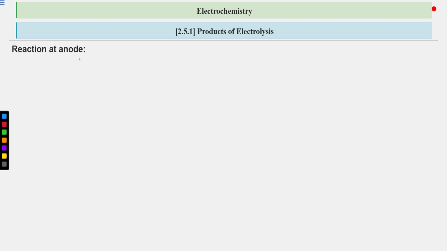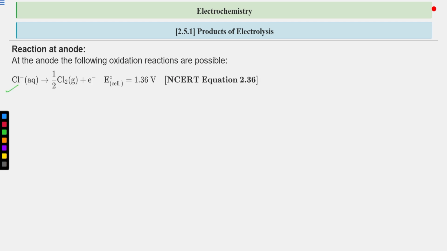Now, what will be the reaction at the anode? At the anode, the following oxidation reactions are possible. First, chloride ion giving half of Cl2 plus losing 1 electron. The standard potential for this is 1.36 volt. This is the equation 2.36 in our NCERT textbook. The other reaction is 2H2O giving us O2 plus 4 H plus ions plus 4 electrons. The standard potential for this reaction is 1.23 volt, and this is the equation marked as 2.37.